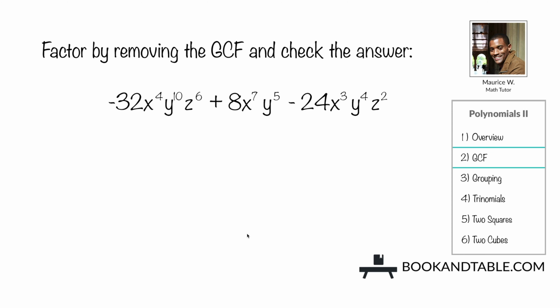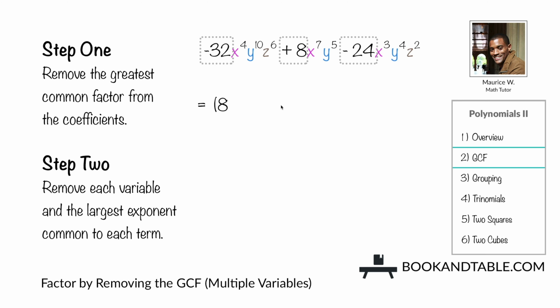Let's say you were asked to factor by removing the greatest common factor and then check the answer for negative 32 x to the fourth, y to the 10th, z to the 6th, plus 8x to the 7th, y to the 5th, minus 24 x to the 3rd, y to the 4th, z squared. So the first step, same as before, remove the greatest common factor from the coefficients. So the coefficients, we have negative 32, positive 8, and negative 24. Each of these three numbers can be divided by 8.